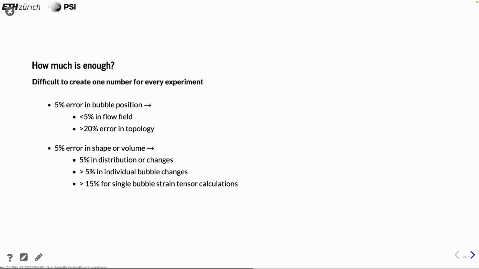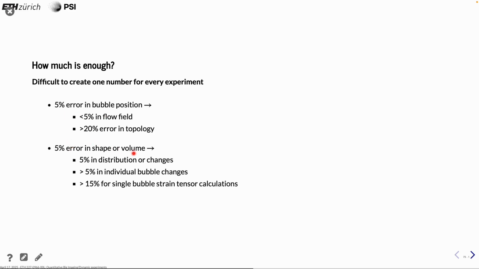Then again, we come to how much is enough. Coming back to the statistical questions, you have to decide what the criteria are for a segmentation or for an acceptance rate. In some cases, you can see here what different things propagate into. It could be, for example, that a 5% error in the bubble position may result in less than 5% error in the flow field, which is good. But maybe you get a 20% error in topology, and that doesn't look so good.